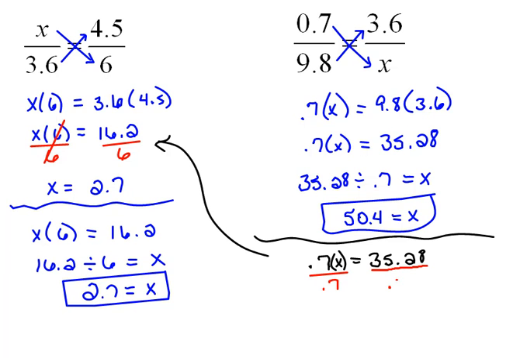And we can do that as long as we do it to both sides, because then it keeps our equation nice and balanced. So now over here on the left, we cancel out our 0.7s because we had one on top and one on bottom. So that leaves us with x on the left-hand side equals 35.28 divided by 0.7, which is 50.4. We'll get the exact same thing. It just depends on how you look at it.